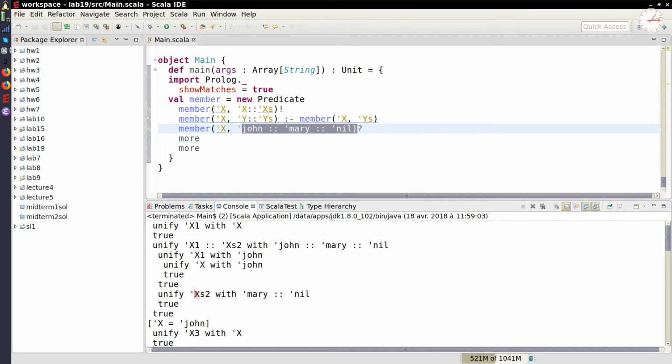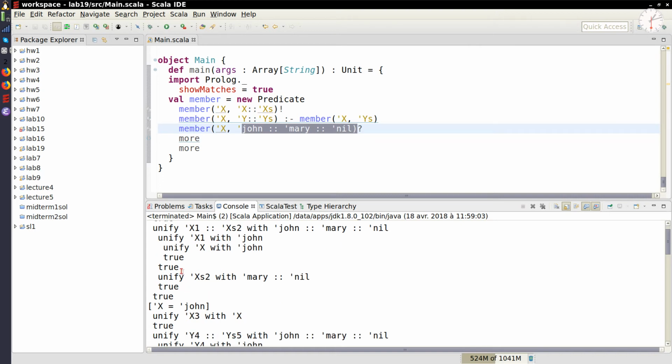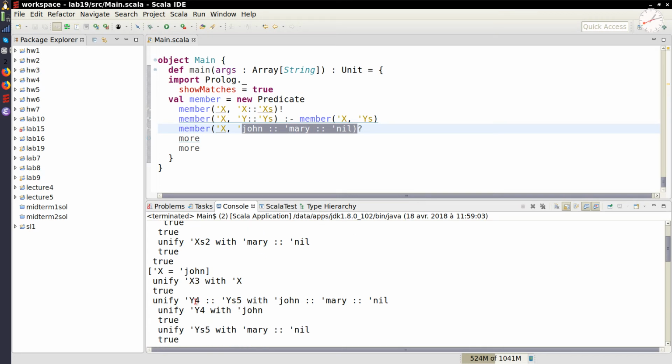And now it goes on and wants to unify x2's with Mary, Nell. Well, that's the part where it has this one and this one. And that unification succeeds right away because you have a variable on the left and a term on the right. And that gives us enough that it now can say x is John as the answer, because it got this ultimately out of here. And then it keeps on trucking in the same way.